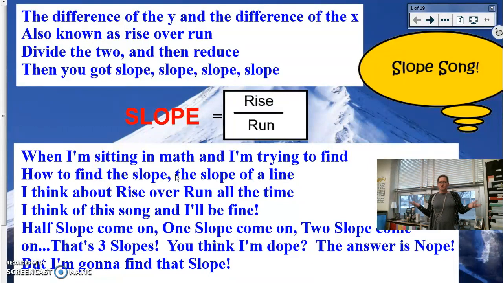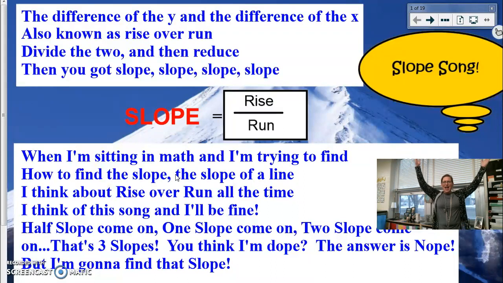When I'm sitting in math and I'm trying to find how to find the slope of the line, I think about rise and run all the time. I think of this song and I'll be fine. Have slope, come on, one slope, come on, two slopes, come on, that's three slopes. Yo, you think I'm dope? The answer is nope. We're gonna find that slope.